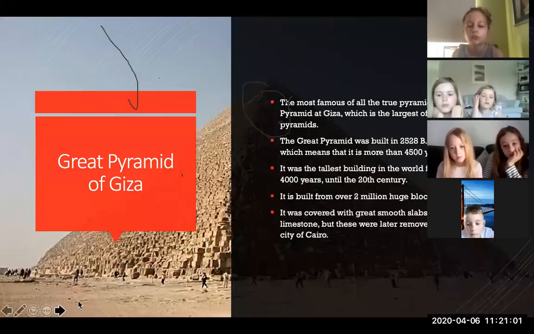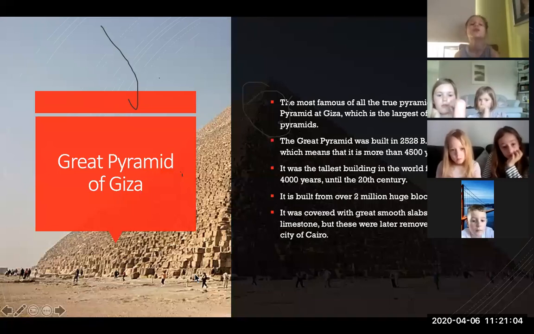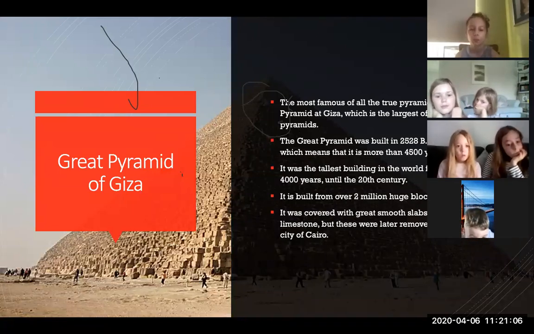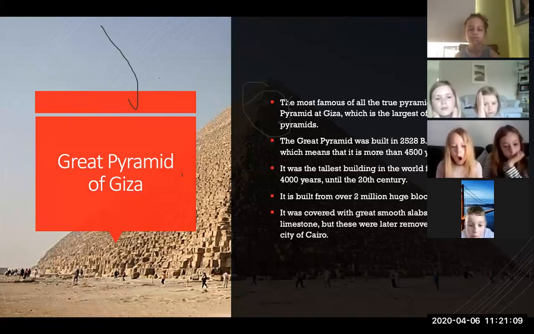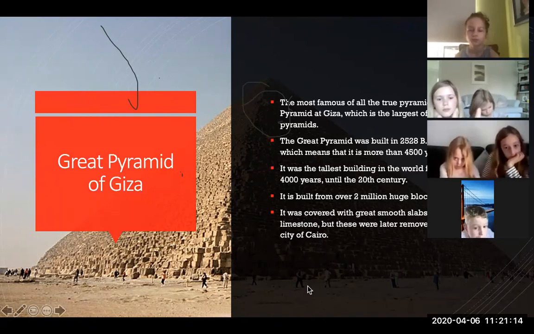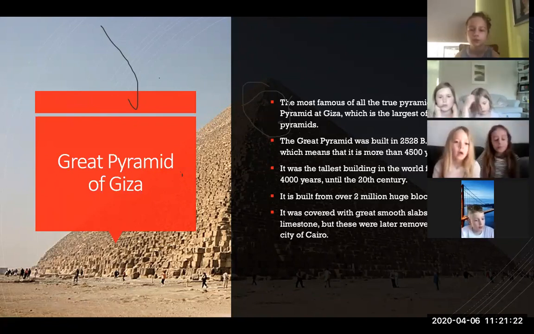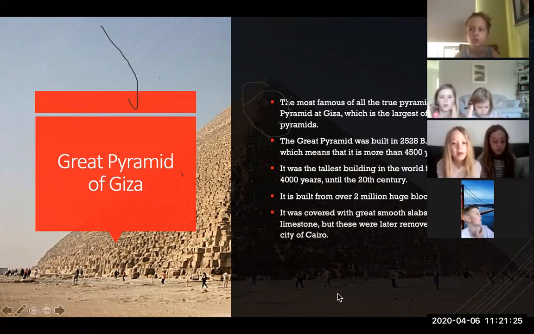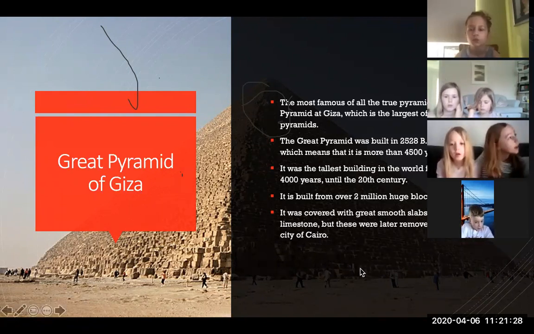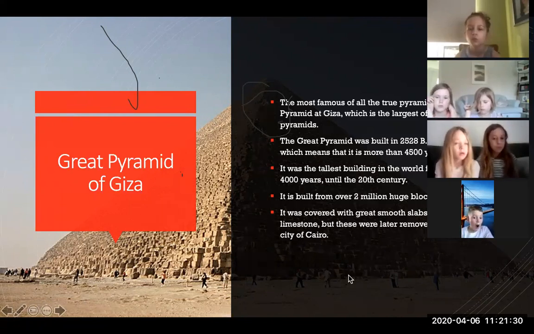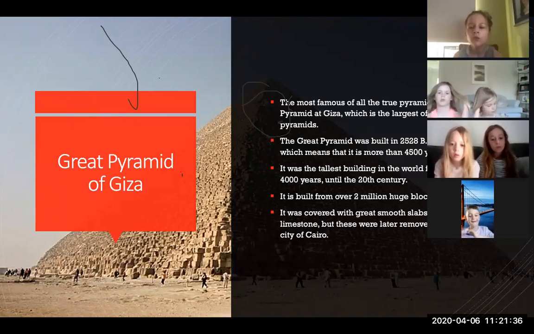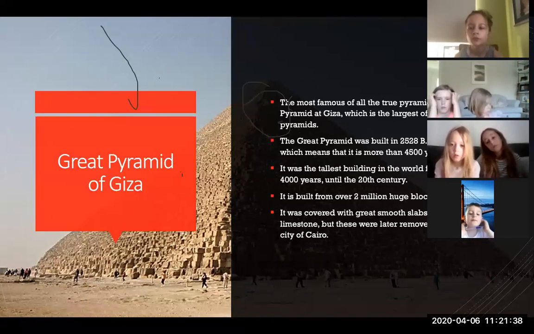The next pyramid we'll look at was much more sophisticated. You can just see it in the back there. It was about 3 times as big and had many, many more components to it. So it was the most famous of all the pyramids, and it is the Great Pyramid of Giza. It's also the largest pyramid that there is, full stop. It was built in 2528 BC, which means it's more than 4,500 years old. And it was the tallest building in the world for about 4,000 years until the 20th century. So until the 1900s began, it was the tallest building in the world.